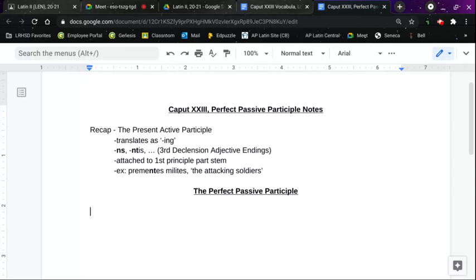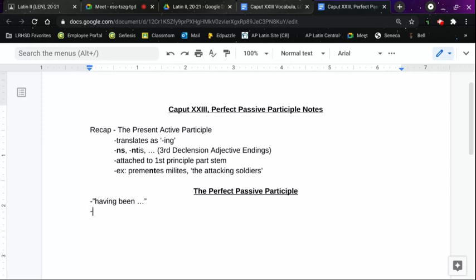All right, so the perfect passive participle is probably the most common, and it's really easy to form. So let's talk about how it translates first, and then we'll take a look at what it looks like in Latin. All right, so it translates as having been. Okay, so it's something that happened in the past, and it's passive, so it happens to the noun that it describes. There's another way to translate it, but we'll take a look at that in a second.